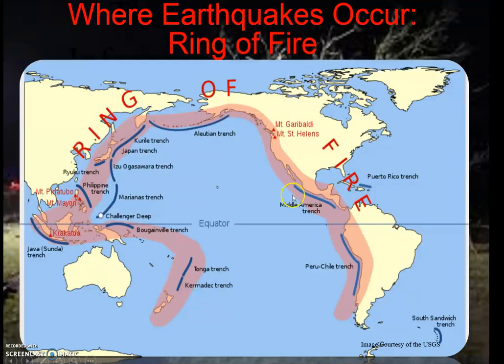So many of the earthquakes on Earth occur around the Ring of Fire, which is also where many of the volcanoes on Earth occur. That's because the Pacific Plate is going underneath all of these other plates, creating a lot of earthquakes and volcanoes. Many earthquakes also occur right here in California because the North American and the Pacific Plate are sliding past each other right here.